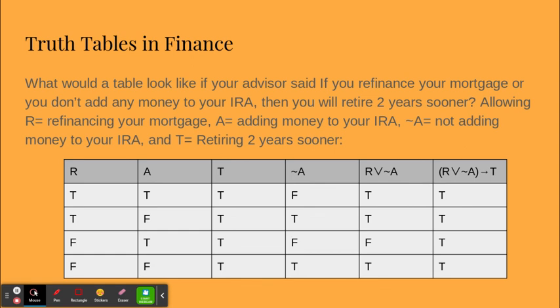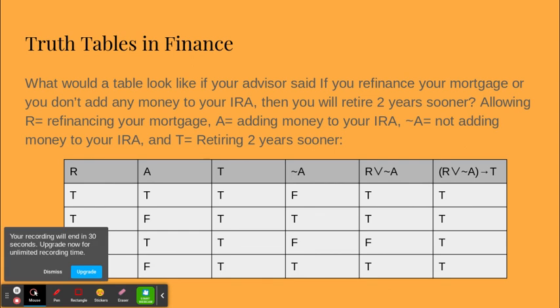So that's just one way someone in the world of finance could come to a client and say, okay, these two options, if you do this, then this. And truth tables will always be good at proving the validity of statements like that and showing you all possible outcomes. Like, okay, let's say you don't refinance your mortgage or you add money. That's not going to equal you retiring 2 years sooner. So it's just a way in which they could lay out the framework and the basis to provide validity to the arguments in which they're trying to get you to trust their decision making.